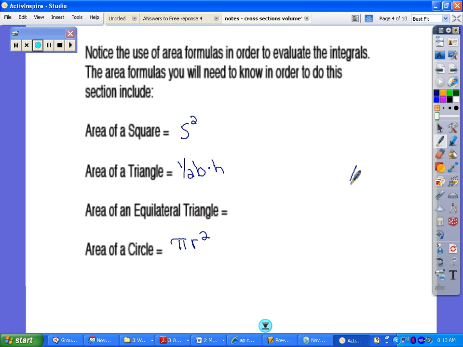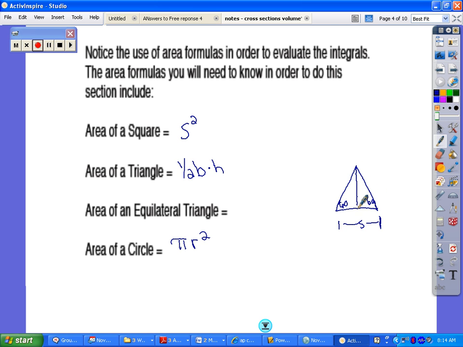For an equilateral triangle, we want to find a formula in terms of one variable because we're only going to be able to find one side, that's the base. So for the basic equilateral triangle, if I call my bottom side S, we know that in an equilateral triangle all three sides are equal and the three angles are each 60 degrees.